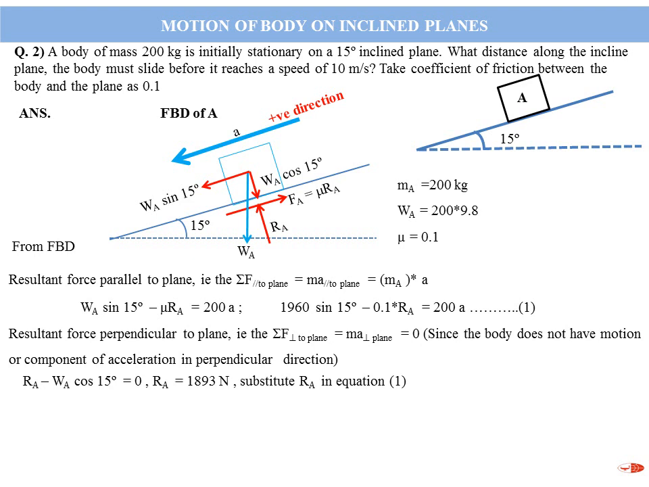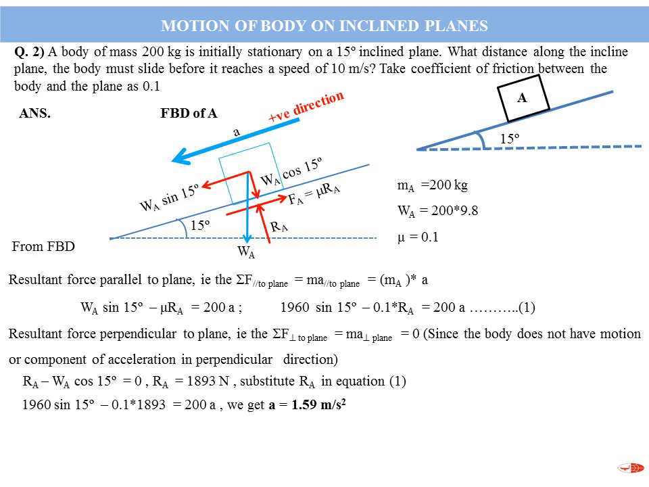Now you can substitute this Ra in equation 1. What you will get? 1960 sin 15 degree minus 0.1 into 1893 equals 200 A. So you can simply solve and you will get the value of A as 1.59 meter per second square. Now we got the value of acceleration of A. Now in the question, it is not asked to find out acceleration.